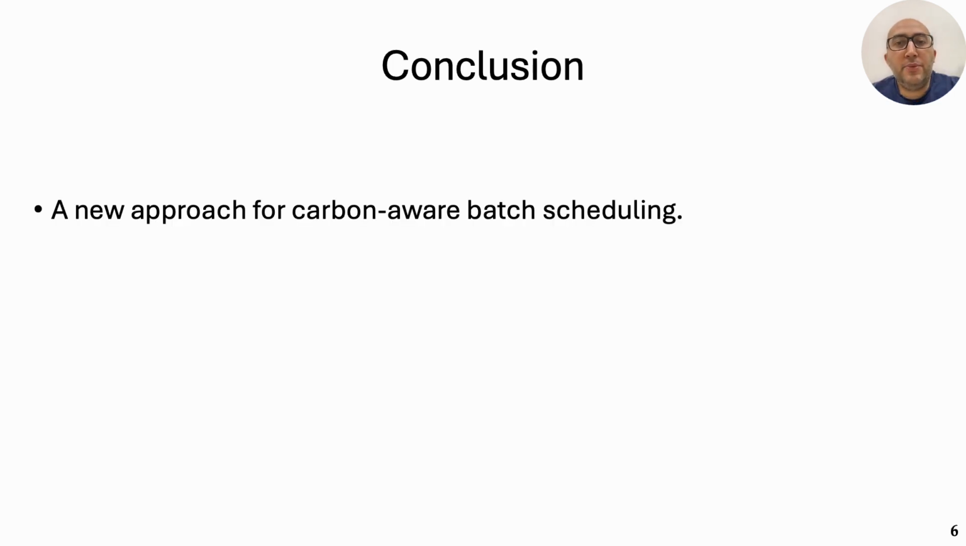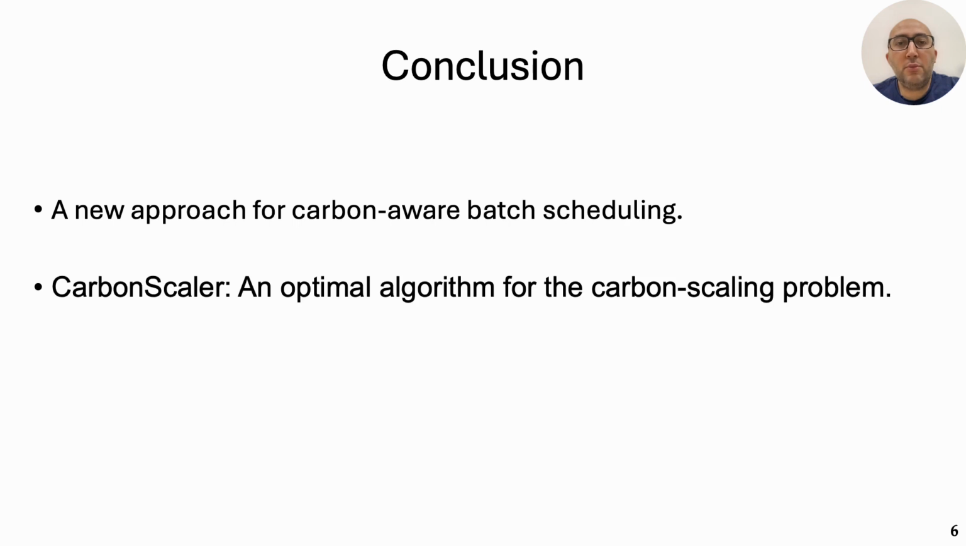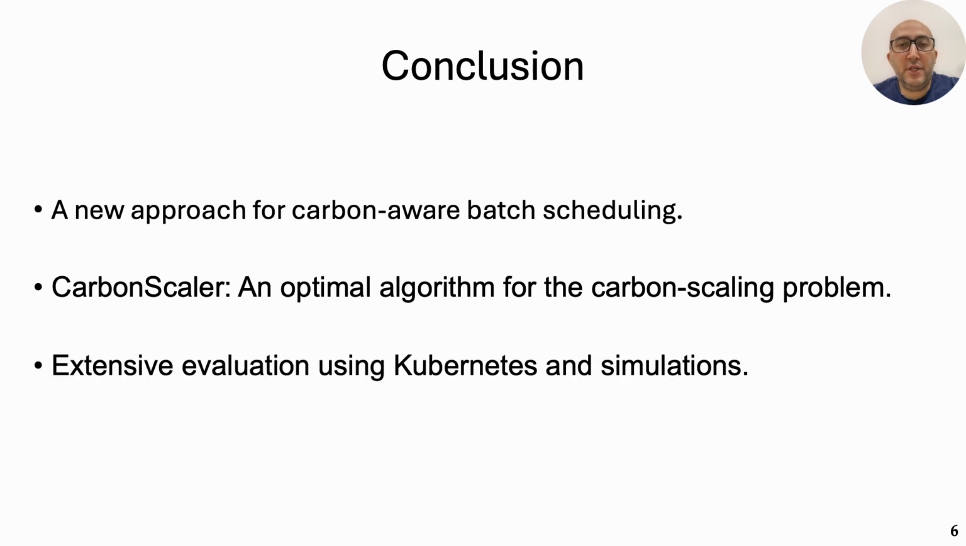In this paper, we presented a new approach to carbon-aware batch scheduling. We proposed the CarbonScaler algorithm, an optimal greedy algorithm for the carbon scaling problem. We evaluated the efficacy of CarbonScaler using a Kubernetes implementation and trace-driven simulation.